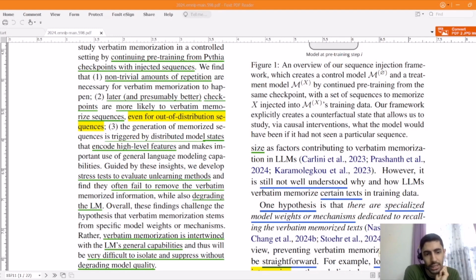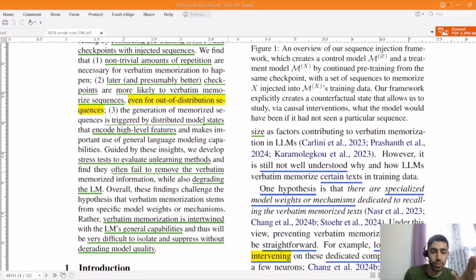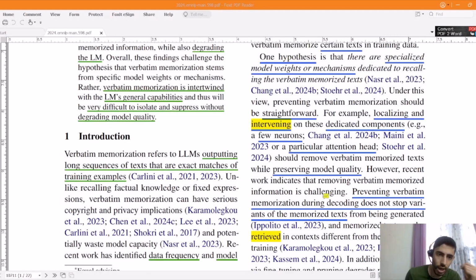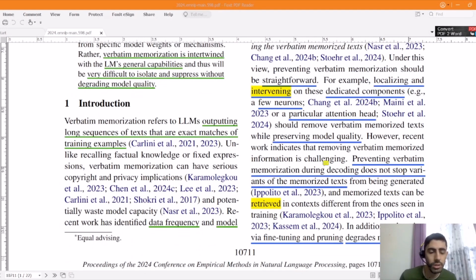This finding challenged the hypothesis that verbatim memorization stems from a special model, weight, or mechanism, as I mentioned. Rather, verbatim memorization is intertwined with the LM's general capability and thus will be very difficult to isolate and suppress without degrading model quality. I mentioned this too. So let's go to the introduction part.